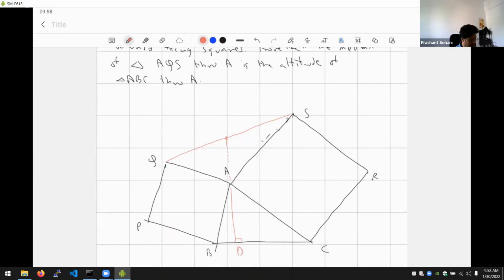If I call this the foot of the altitude D over here, and the midpoint of QS as M, then I want to prove that D, A, M are collinear. And the reverse also happens, that if I take the altitude over here, that will be the median over here. Does anybody already know this property through pure geometry? Can you raise your hand?